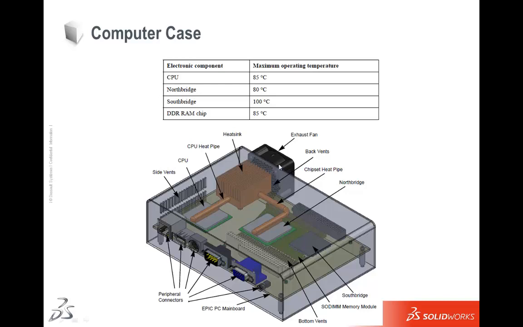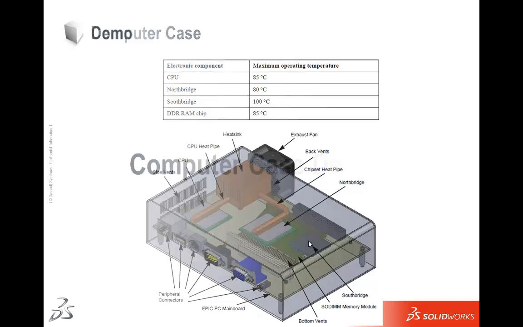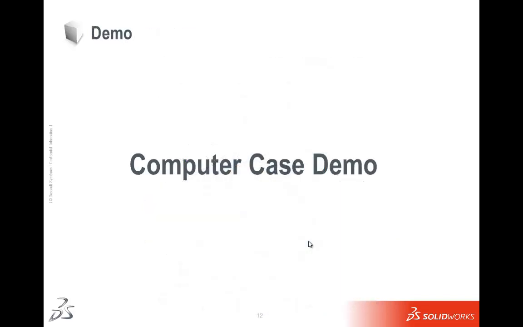The CPU in this area, 85C; Northbridge, which is this one, 80C; Southbridge, 100C; and the RAM chips underneath, we don't want those to exceed 85C. And in reality, we want them to be even less, because these are the maximum operating temperatures. So let's go ahead and jump into the computer case demonstration.